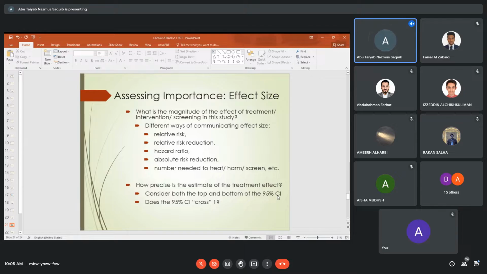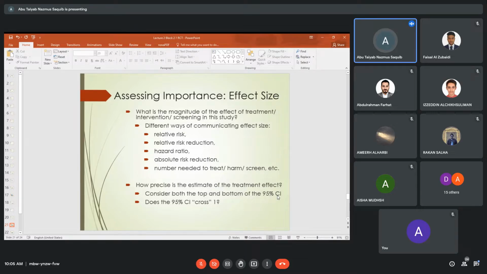Maybe in the randomized control trial, they report in terms of relative risk or hazard ratio. Look at the 95% confidence interval. If the confidence interval includes 1, then you know that this is not a significant effect. But if it does not include 1, then this is a significant effect. So look at two things when you are assessing the importance of that RCT. First, whether the intervention is significant or not. Determine that. And how do you determine? Looking at the 95% confidence interval.